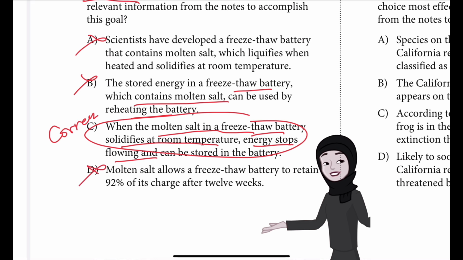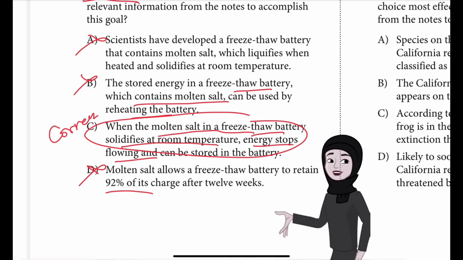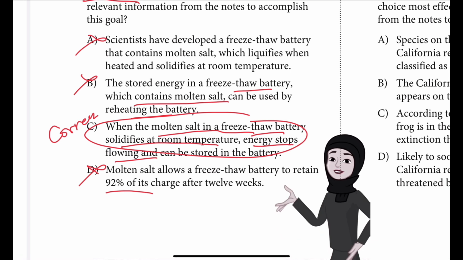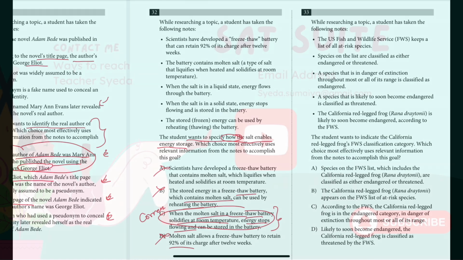And D is not correct because the sentence specifies how much charge the freeze-thaw battery retains when storing energy. It is just telling how much it is retaining, but it doesn't specify how the salt in the battery enables energy storage. So that how is only explained in answer choice C. So I hope that's clear.